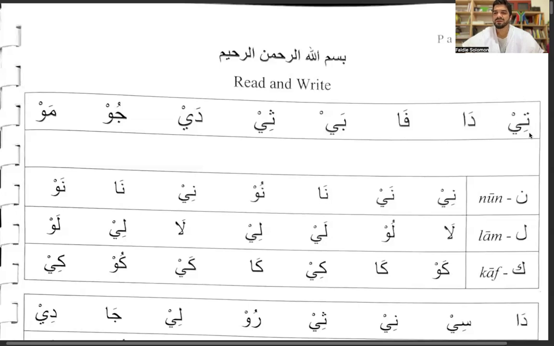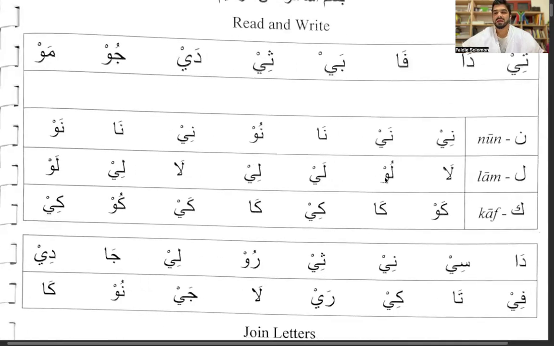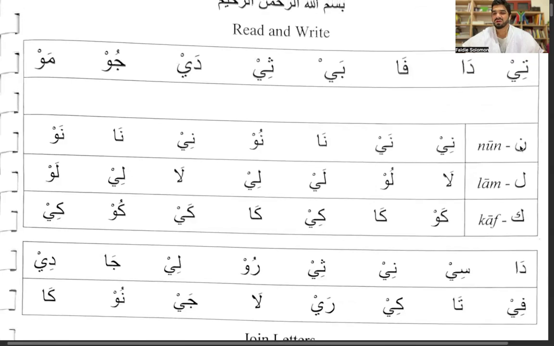So in today's lesson, let's start straight away with this first line here, just as a review. Bismillah ar-Rahman ar-Rahim. Ti, Da, Fa, Bay, Fi. I don't know why the sukoon is way over here. It should be a little closer, but anyways. Thi, Day, Ju, Mo. And today's 3 new letters are Noon, Lam, and Kaf.